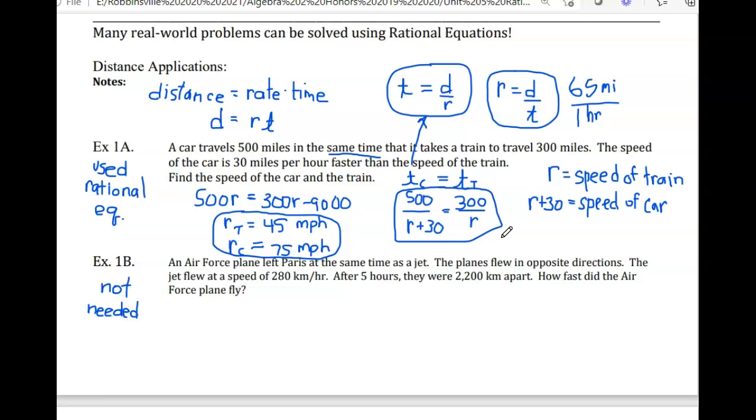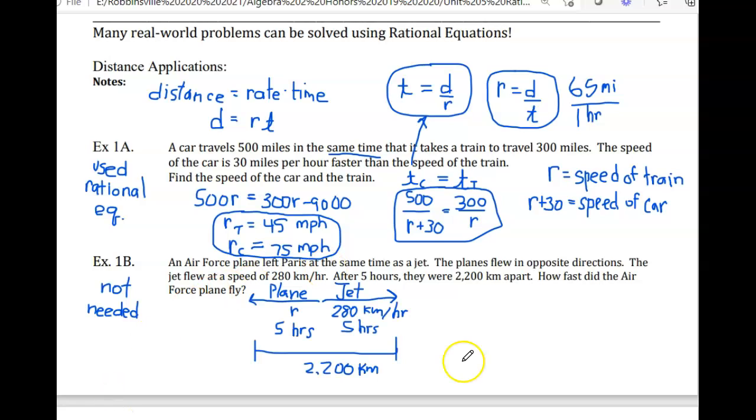Draw a little picture. It helps you put things in perspective. Okay, so for this one, we know an Air Force plane left Paris at the same time as a jet. They flew in opposite directions, so I drew two opposite arrows here. The jet flew at 280 kilometers per hour, and after 5 hours, they were 2,200 kilometers apart. So they both flew for 5 hours.